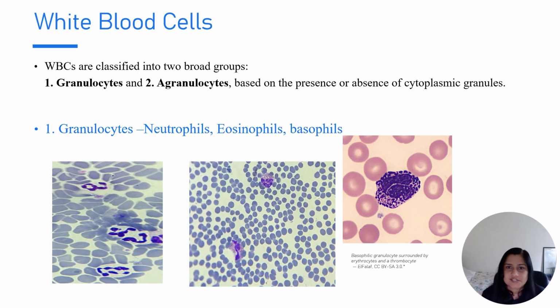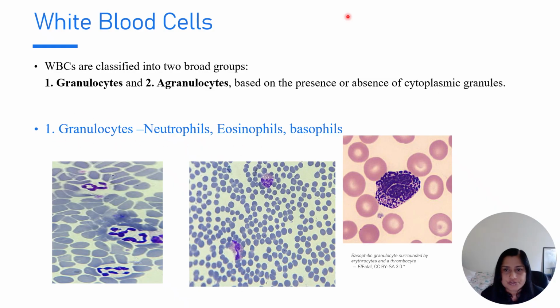Now let's discuss the white blood cells or leukocytes. They are the defense cells of the body, protecting against infections and foreign material. The WBCs are classified into two broad groups, granulocytes and agranulocytes, based on the presence or absence of cytoplasmic granules. First, we will look into the granulocytes.